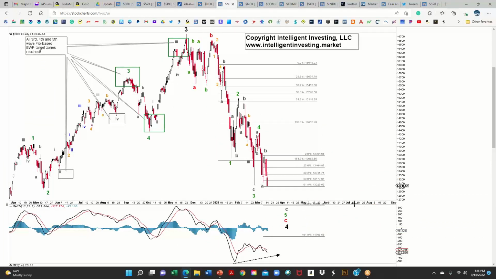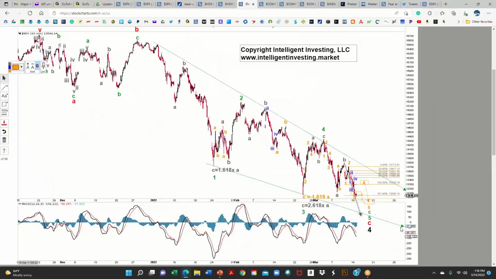Let's have a look here. We can go to about the 12,000s, okay? Not out of the ordinary. We should set ourselves up for a nice completion of this diagonal. This is still a very nice diagonal pattern.